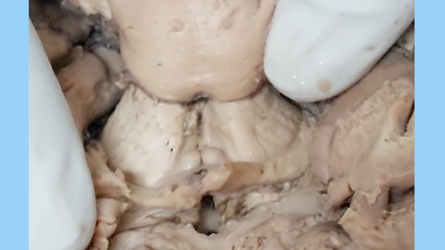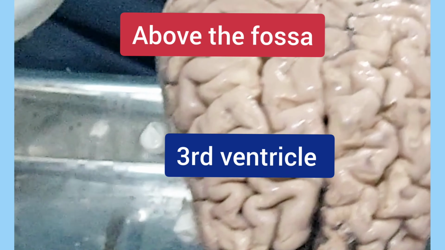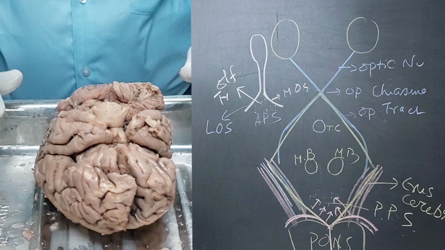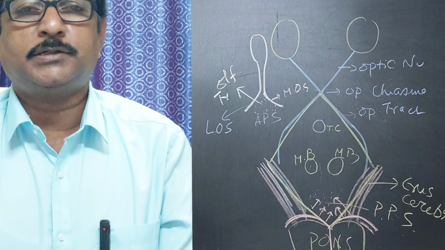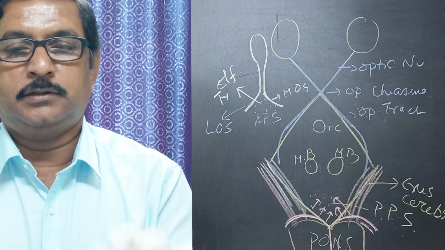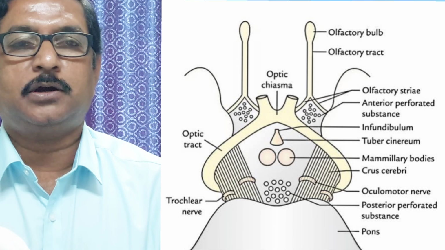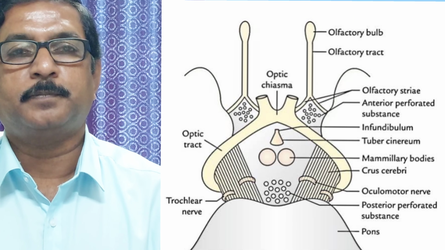So this is all about the boundary and content of interpeduncular fossa, and this fossa is on the base of the brain. Above this fossa is the third ventricle, and below is the interpeduncular cistern. So if the question comes on the short note of interpeduncular fossa, you will write down the location or position of the interpeduncular fossa, then draw a diagram and label all the boundaries of the fossa and the contents of the fossa. So that's all for interpeduncular fossa. Thank you.